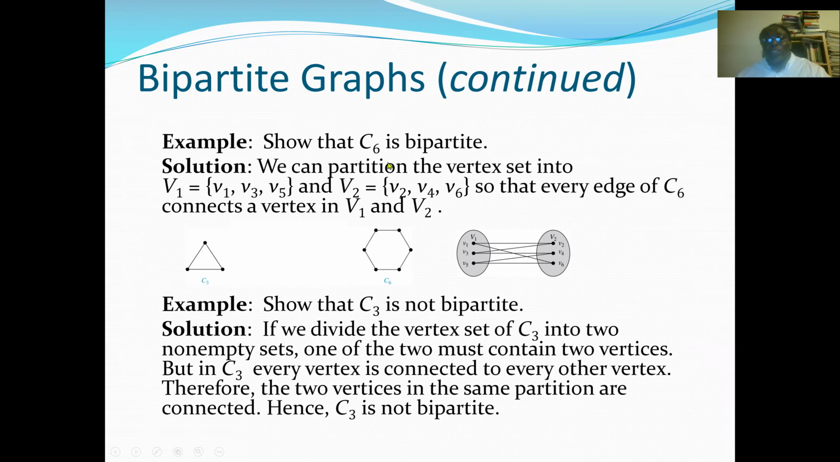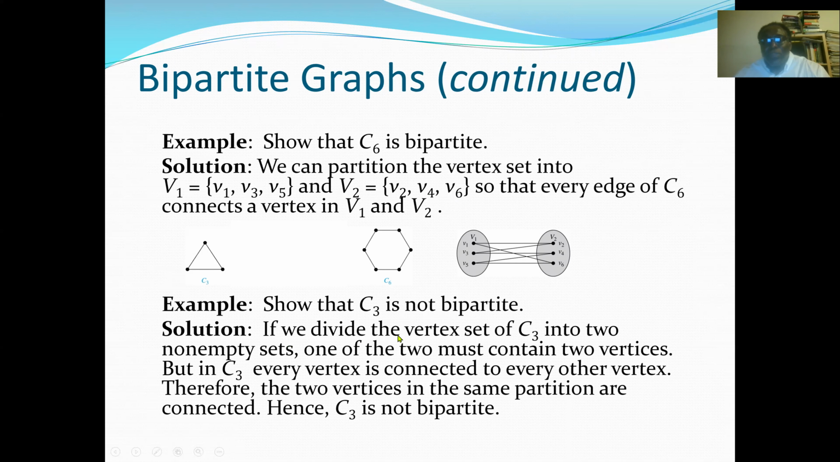We should show that C6 is bipartite. We can partition the vertex set into V1 = {v1, v3, v5} and V2 = {v2, v4, v6}, so that every edge of C6 connects a vertex in V1 and a vertex in V2. We can also show that C3 is not bipartite.